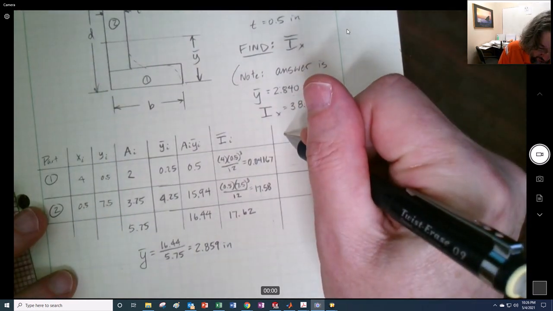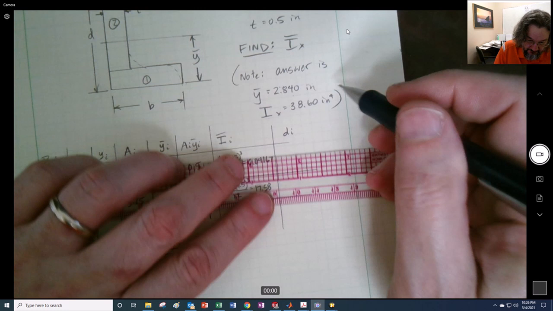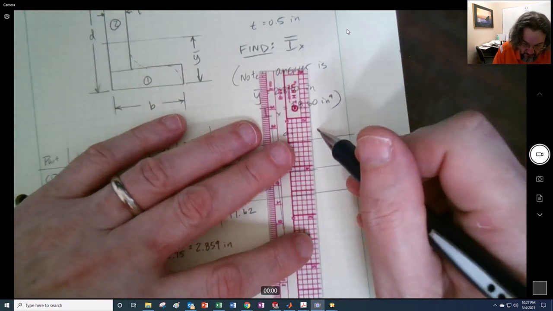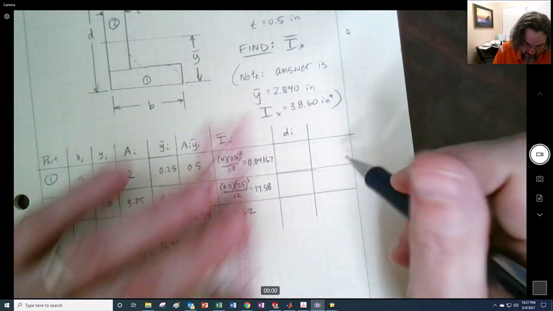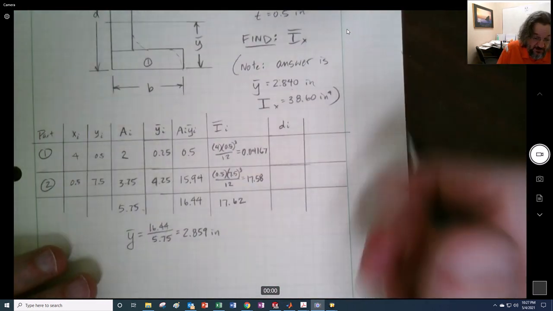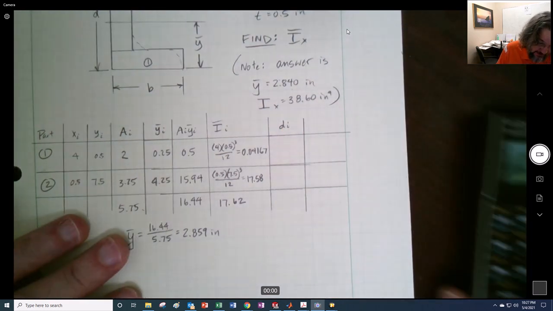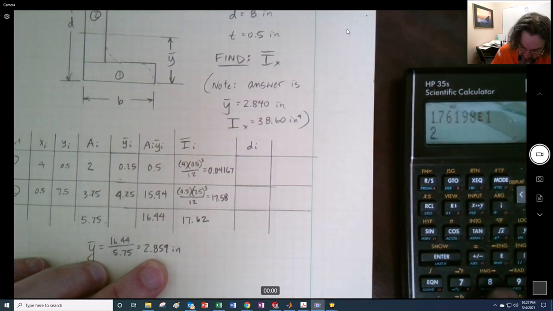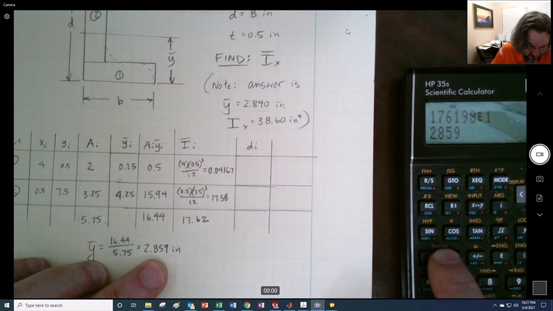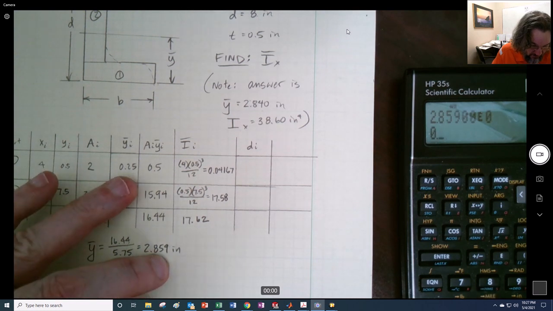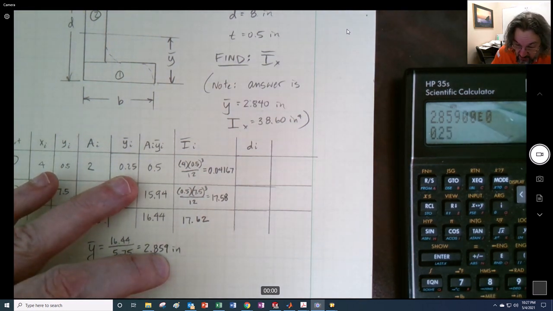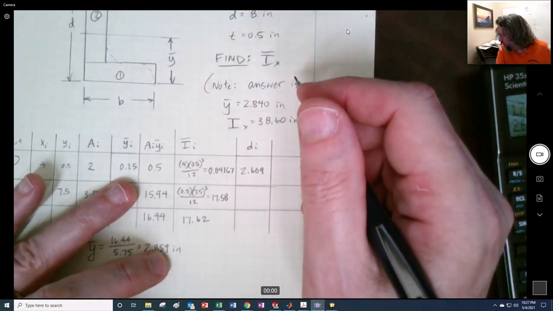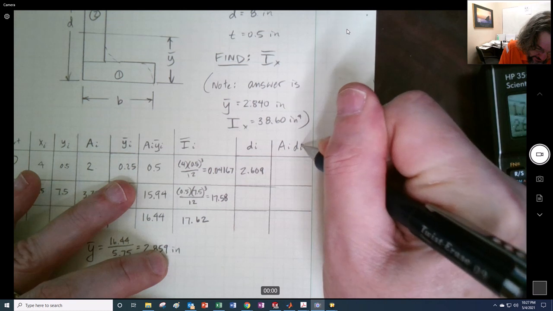All right, now we want to find our DI. And let me complete my table here. Squeezed it in a little bit better this time, better than the last one. All right, and so here the DI is going to be that 2.859 minus the 0.25. So 2.859, boom, 0.25, sorry, 0.25. I'm tired. All right, so that's going to be 2.609.